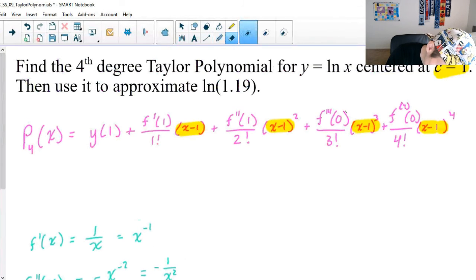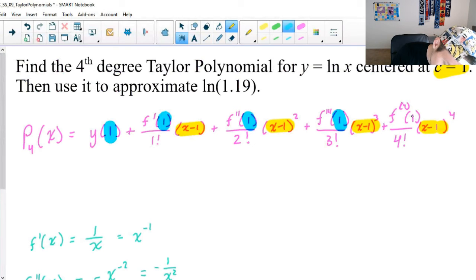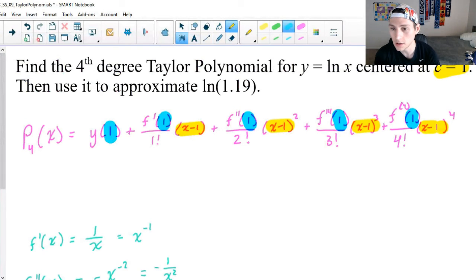You guys, why am I so bad? I started strong. All right, so we're centered around 1. So 1 is what should be plugged into all of these derivatives. I started strong with the 1s, and then I reverted back to 0s. Sorry. Okay, so we're going to go through each derivative and substitute in 1.